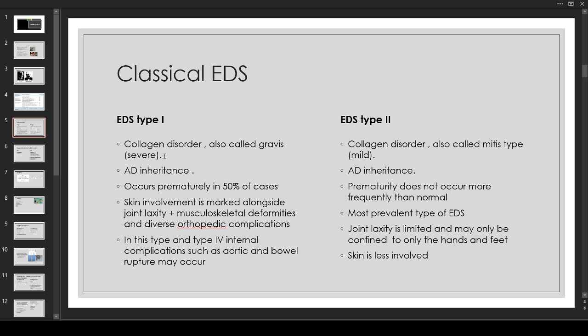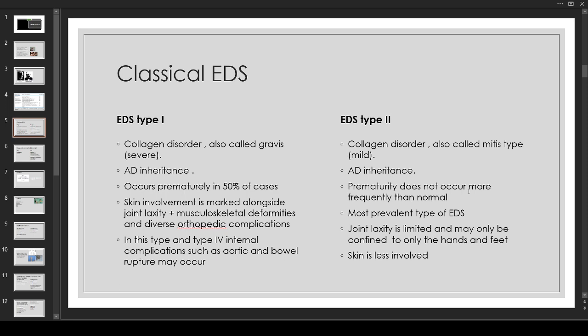In EDS type 1, skin involvement and joint laxity are marked alongside the musculoskeletal deformity and the diverse orthopedic complications. Now, type 2 shares most of these similarities, but they are less expressed, meaning it is also autosomally inherited as type 1. It is also a collagen disorder, same thing, but it's a milder form. It does not occur prematurely. The joints are less lax, and the skin is less involved in all of these actions.